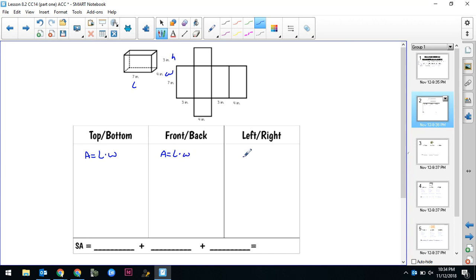Okay, and this is where I kind of wish I was with you so we could talk through where the length and the width are for each of these parts. But just follow along. I think you'll be able to find this.